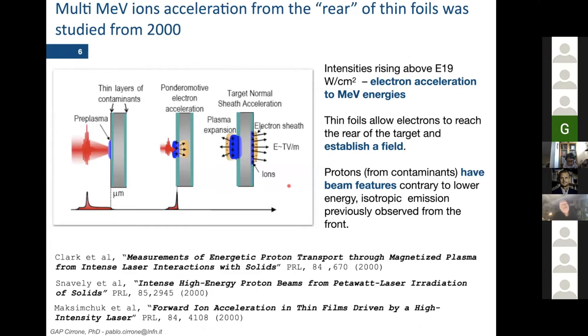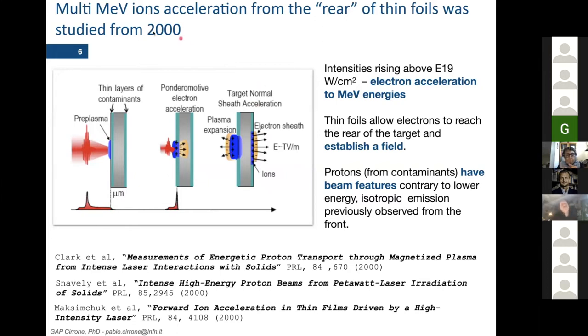The acceleration in the MeV region of ions started well before 2000, but in 2000, that is the material that I'm presenting in this slide, we started to accelerate particles from the rear part of our target. So in a way that is typical and producing beams that are very close to the beams that today we have with conventional acceleration to some extent.